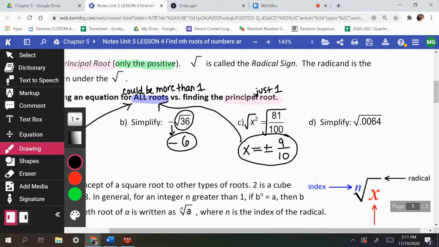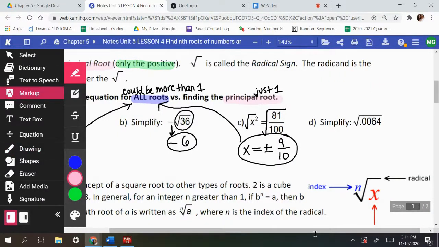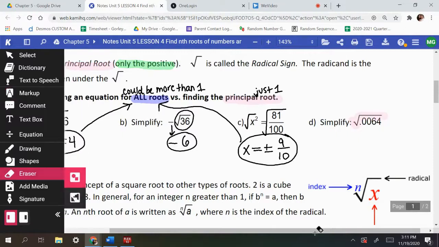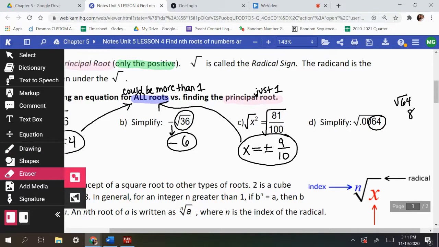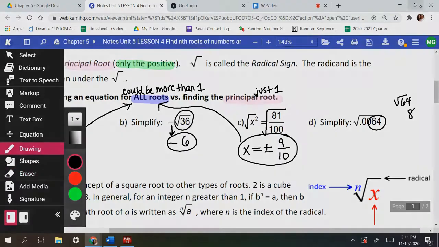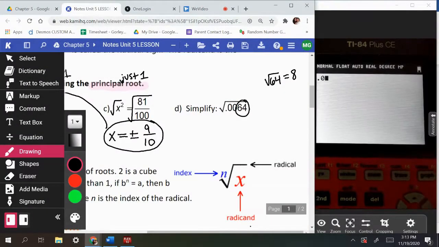Last but not least, I'm given the symbol this time. So if I'm given the symbol, I'm only going to have one answer. So let's think. What is the square root of 64? That would be 8. So I have to do some kind of decimal with 8 in order to get 0.0064. If I do 0.8 times 0.8, that gets me 0.64, not 0.0064. So let's add in the 0. There we go. We get 0.0064, right?